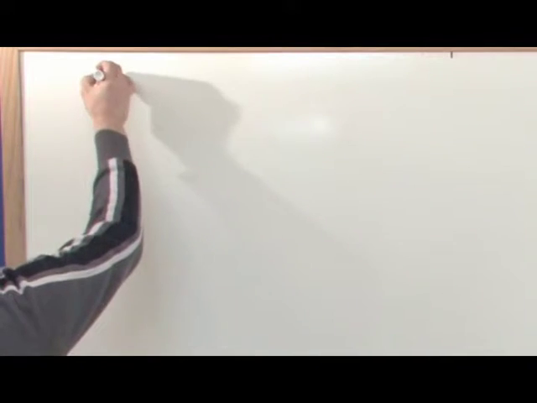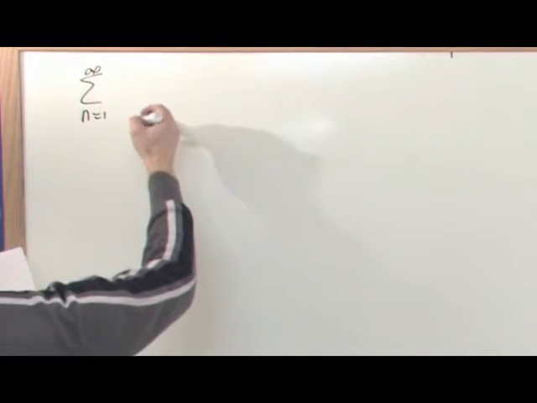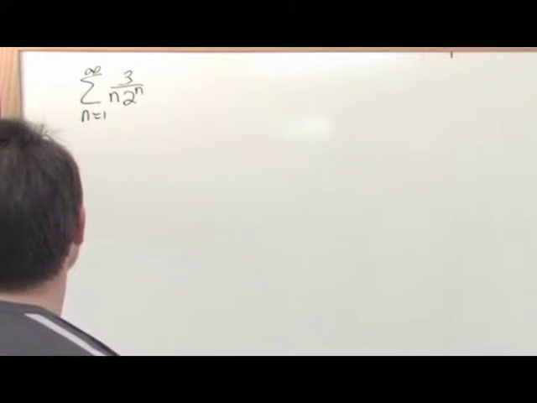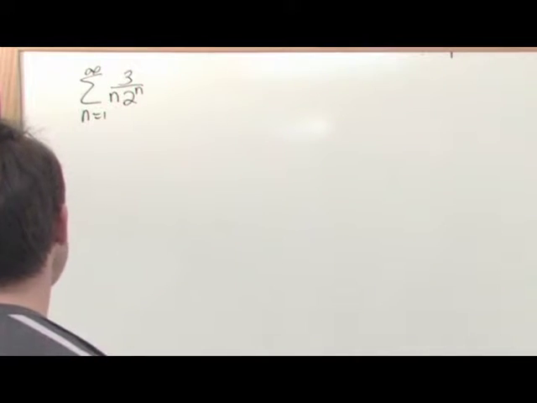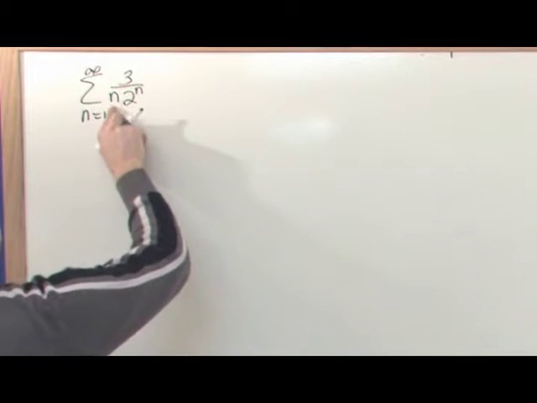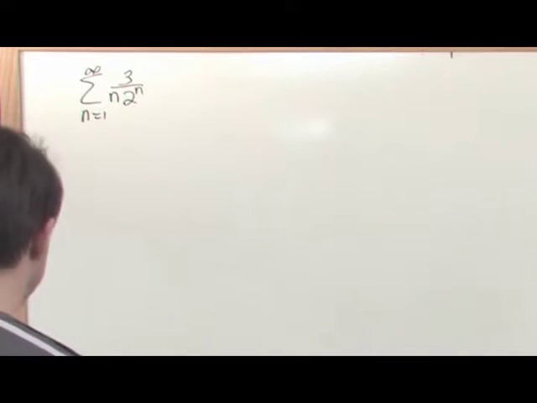Okay, the next one is, what if I had the sum from n equals 1 up to infinity of 3 over n times 2 to the n, okay? 3 times n times 2 to the nth power. Now this doesn't look like any kind of series that we've studied before. I mean, you kind of have an exponent here, but this n out in front is going to clobber it from being any kind of p series. It doesn't look like anything we've really studied.